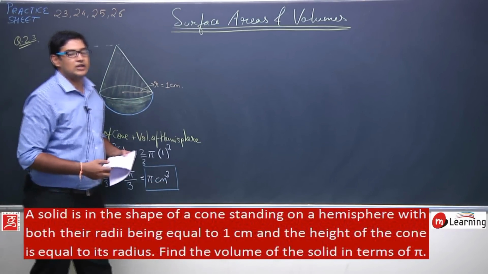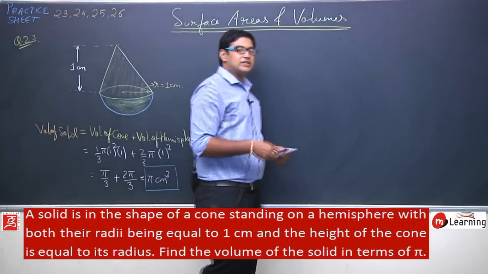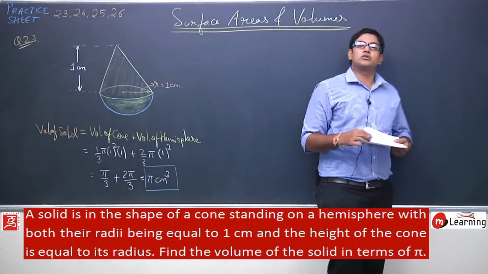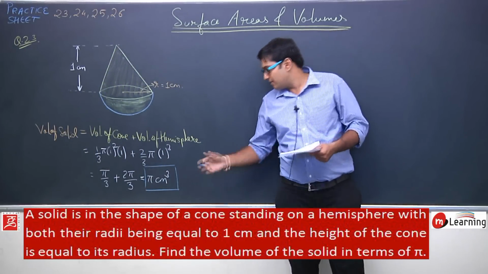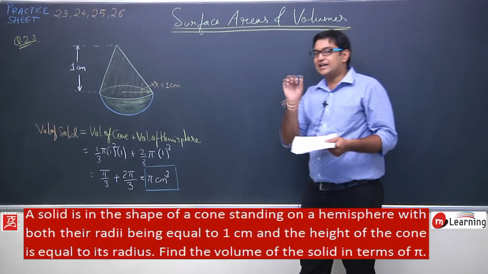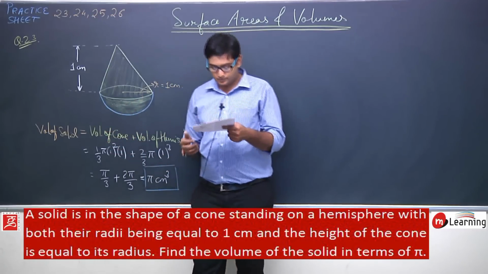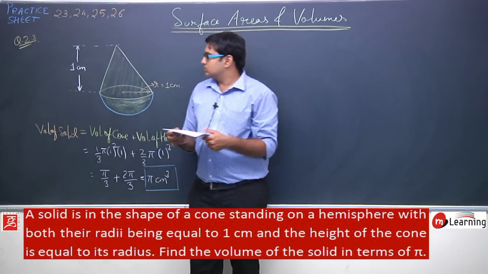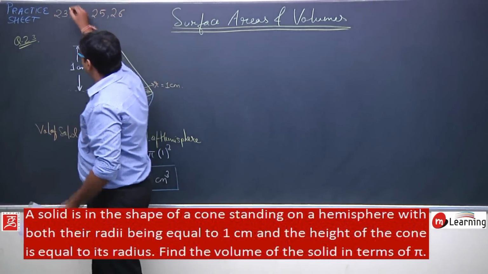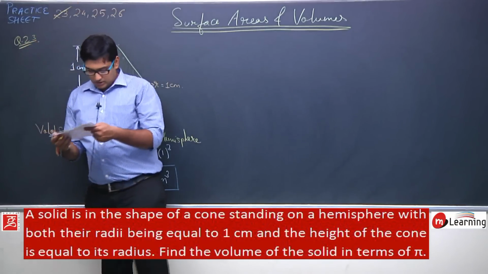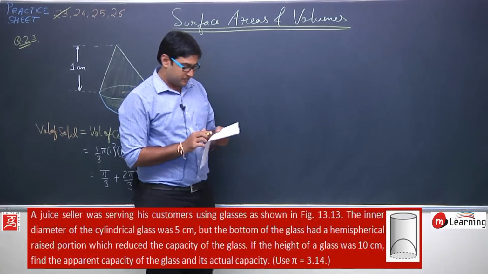This is what we have to determine, because the question says you need to determine the volume in terms of pi. So exactly pi centimeter cube is the volume of this solid. Okay, so this is the solution for the 23rd question. Let us move to the 24th one.